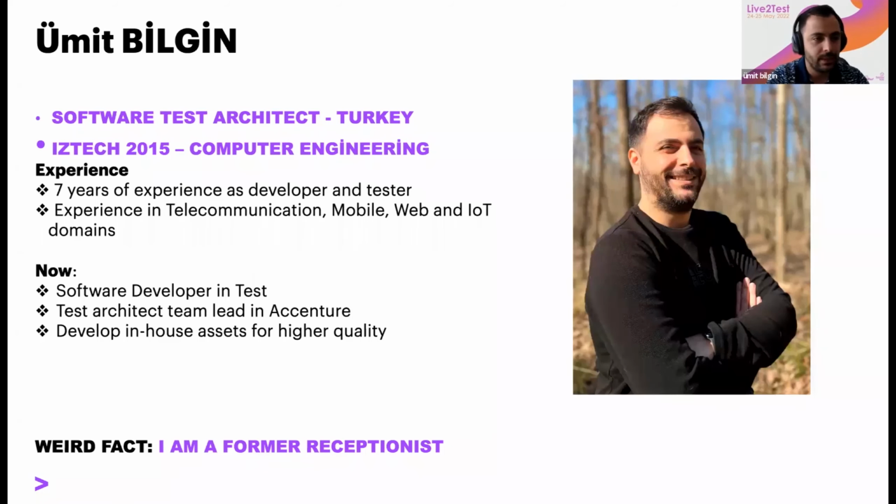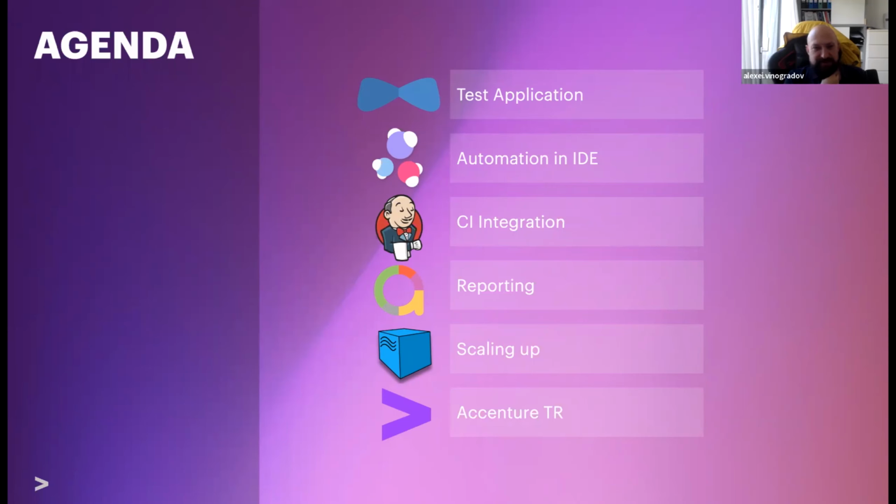Okay, thank you, Umit. So let's go to the plan. Actually, we have a lot to do for today. Let me outline the agenda. First we will look at our test application, the application under test that we will be testing. Then we will write some tests. Then we will talk about integrating it in CI/CD processes, reporting, scaling up tests, and at the end, as Umit already said, a couple of words about Accenture in Turkey.